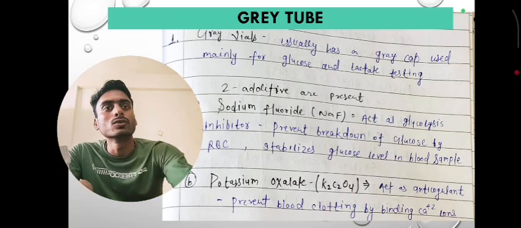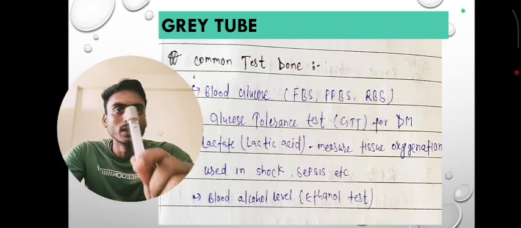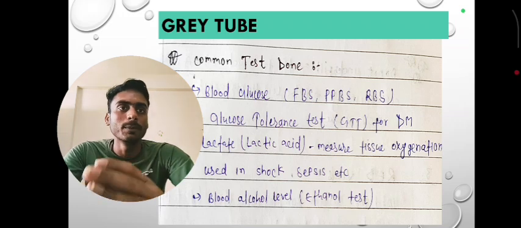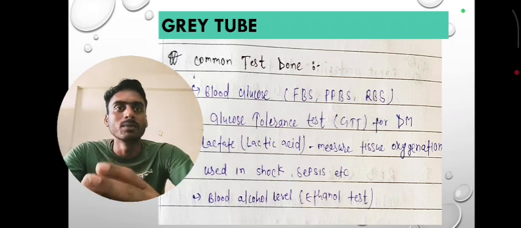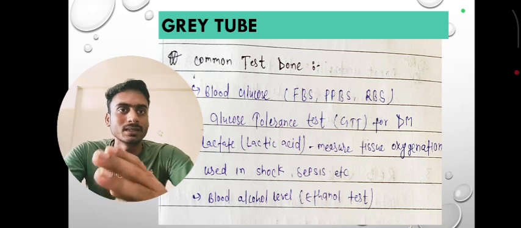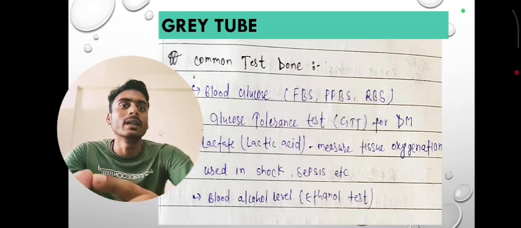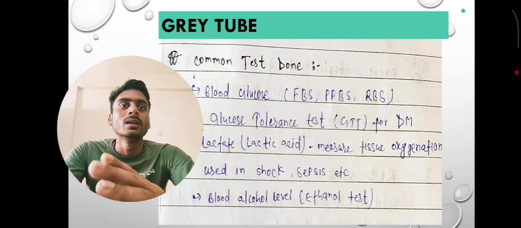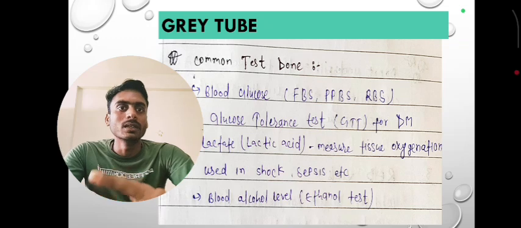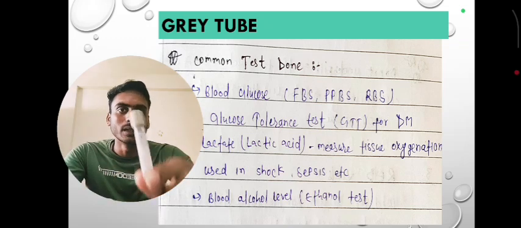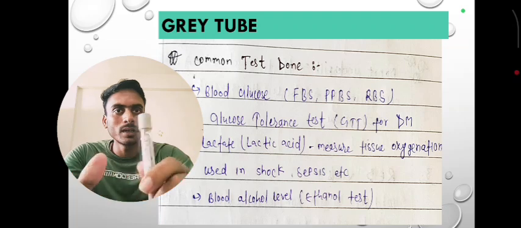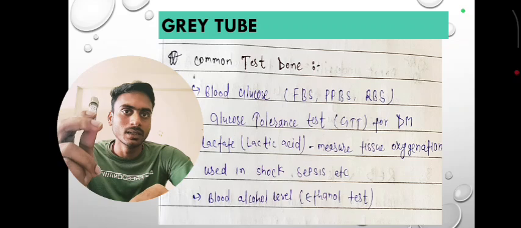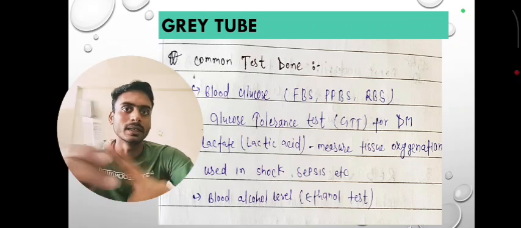In the gray tube, the most common tests are blood glucose tests like FBS, fasting blood sugar, PPBS, postprandial blood sugar, and RBS, random blood sugar. GTT means glucose tolerance test for a diabetes patient. Also a lactate or lactic acid test to measure tissue oxygenation in case of a shock or sepsis patient. For a blood alcohol level or ethanol test, you also use a gray tube sample. I hope you learned about the gray tube. What kind of test do you do in a gray tube? You will definitely say: G for gray tube, G for glucose or lactate test.